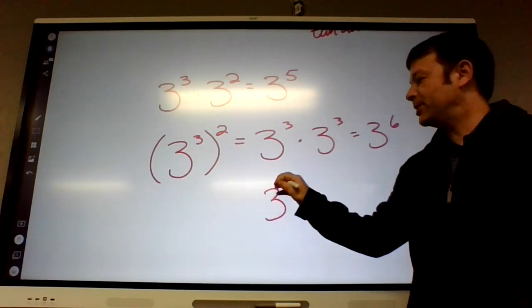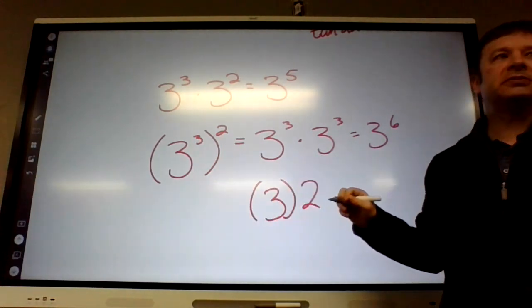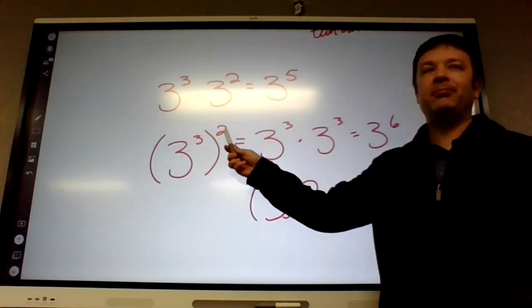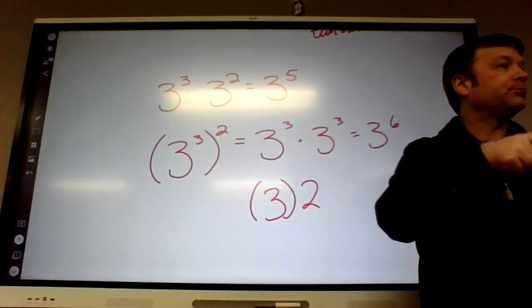What does it mean normally when I have parentheses like this? That does mean multiply, so that can help you remember. This is a multiply.